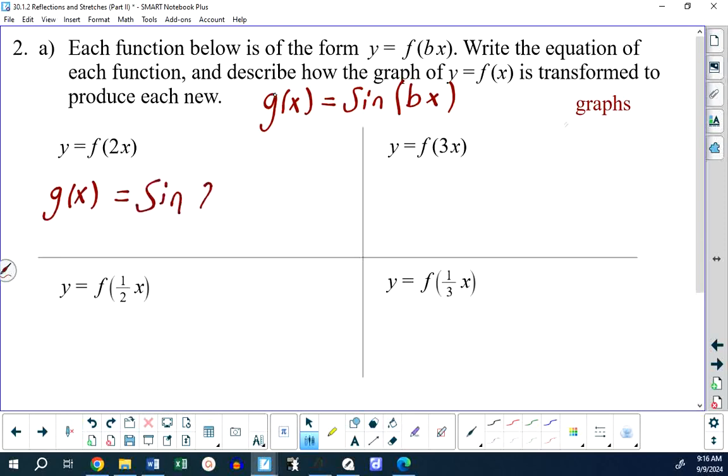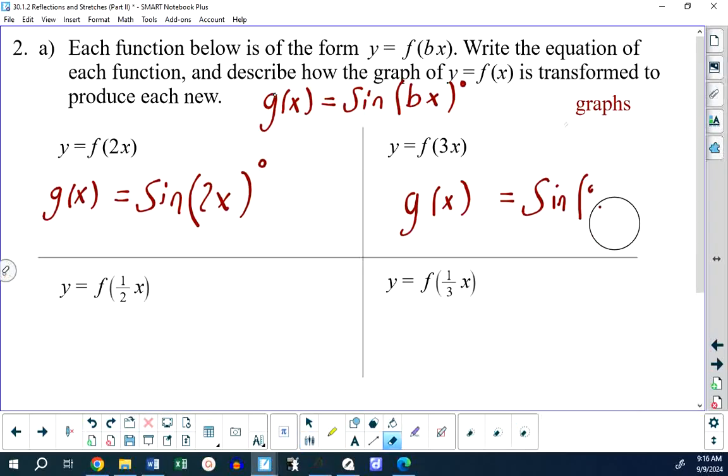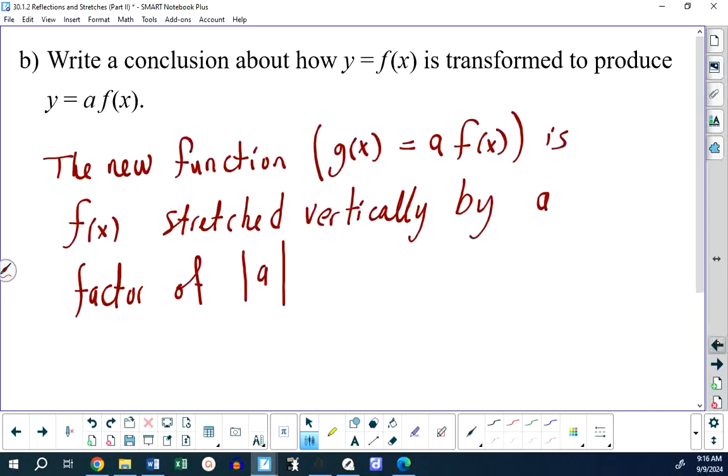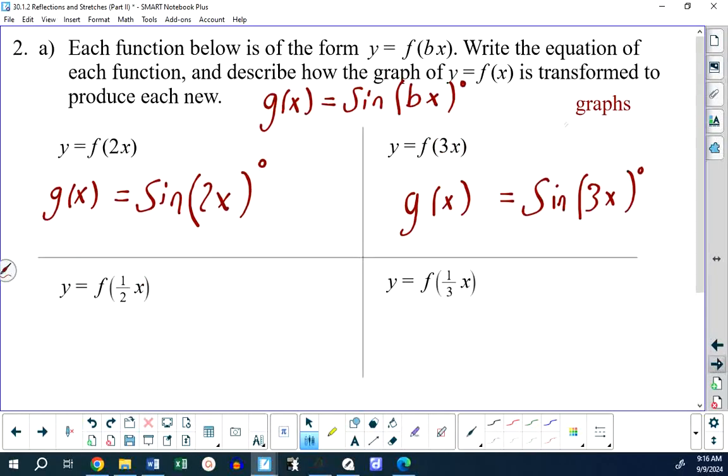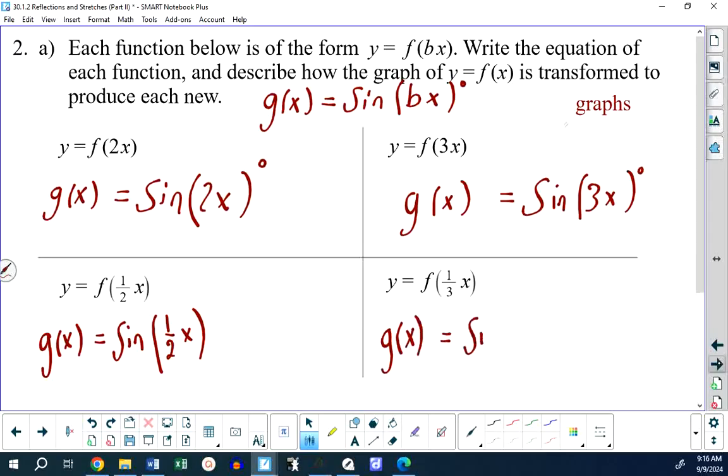is sine of 2x. And I don't know if I put degrees on all of these in the previous example. It's important, but in terms of what we're learning, I guess it's not. I'll put it this time just in case I forgot to do it last time. And this will be sine of 3x. It's going to bother me now. I'm just going to go back and look. I put degrees on all of them. It's fine. This will be the new function is sine of a half x. And this will be the new function is sine of a third x.